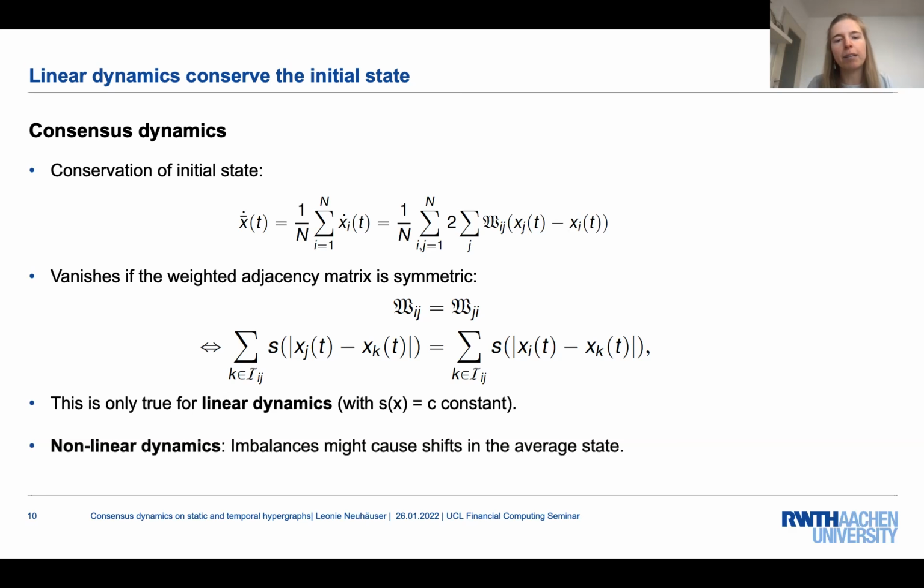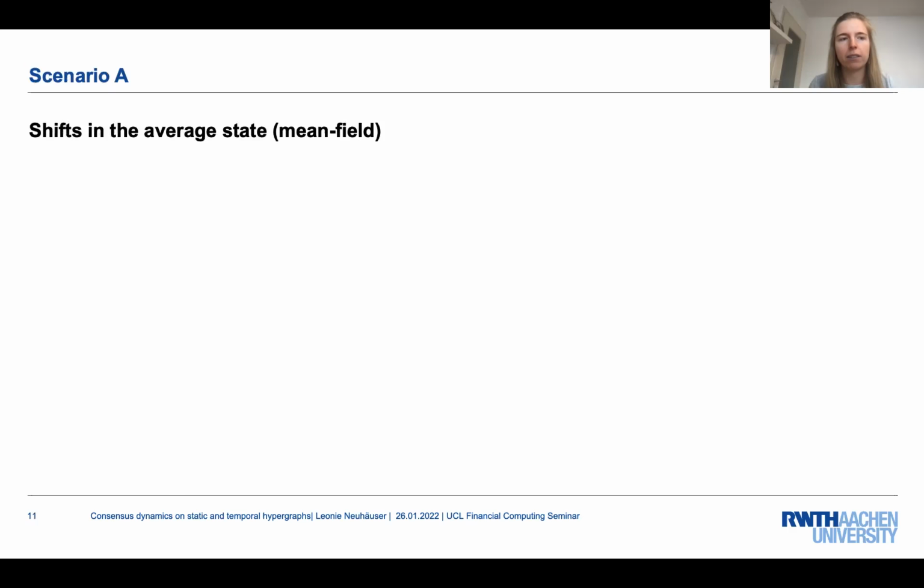And for nonlinear dynamics, otherwise, the symmetry is generally not the case. But it depends on initialization, three-edge structure, so the topology of the hypergraph, and the interaction function. So that's the interesting case. When do those imbalances occur? And we now want to look at certain cases when those imbalances occur.